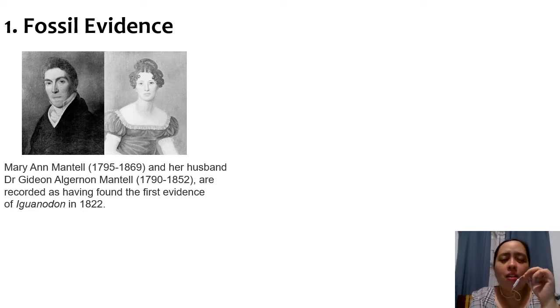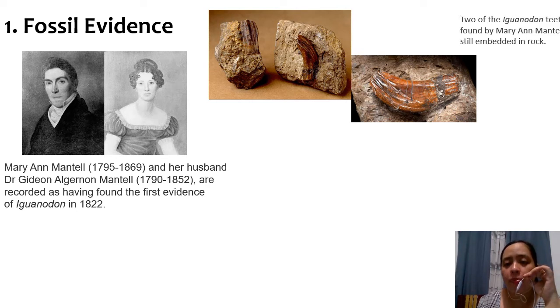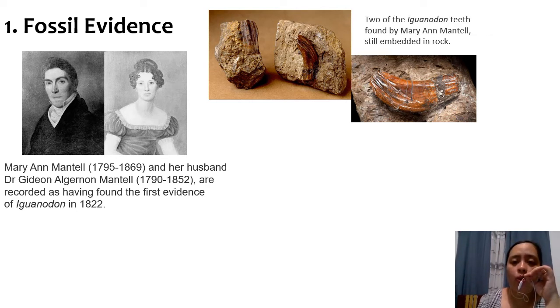went for a walk, and during her walking and musing, something caught her attention in a rocky area, and that rock was glistening. So she said, maybe it's a diamond. And then, when Mary Ann Mantell went in there, she saw an odd-looking material embedded in the stone. During that time, she didn't know what this was. But this was the exact replica. This picture here is the exact material that Mary Ann Mantell had discovered in 1822. Now, two iguanodon teeth were found by Mary Ann Mantell still embedded in the rock.